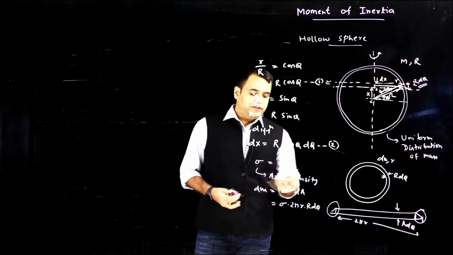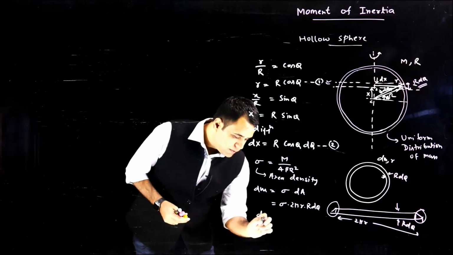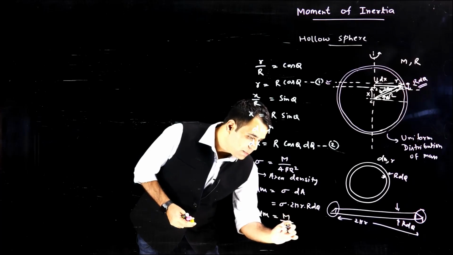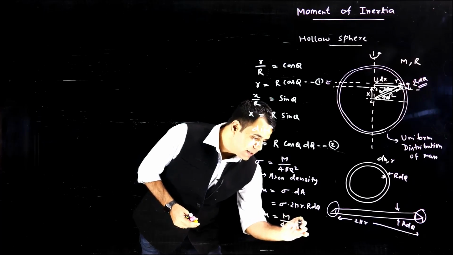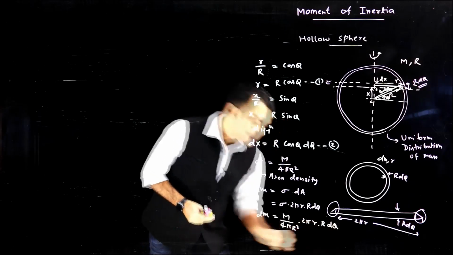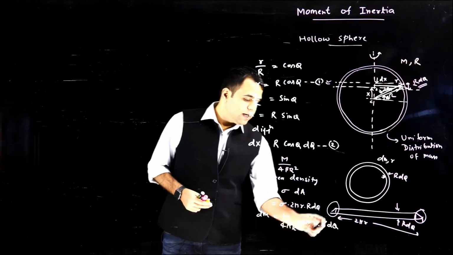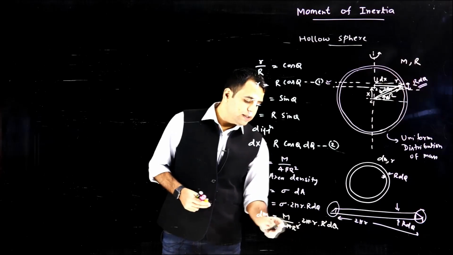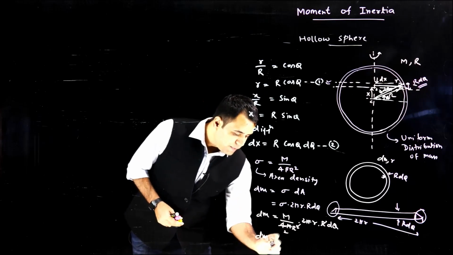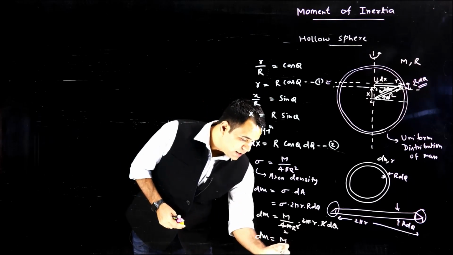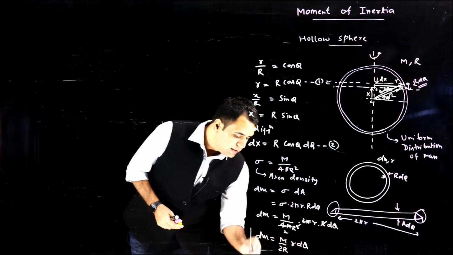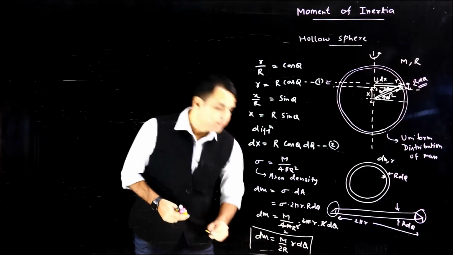Now let's put the value of sigma. So dm will be equal to capital M upon 4 pi capital R square into 2 pi small r into capital R d theta. So this R and R cancel out. This 2 pi and this cancel out, there will be 2 here. So dm will be equal to M by 2R into small r d theta. That becomes the mass of the element.